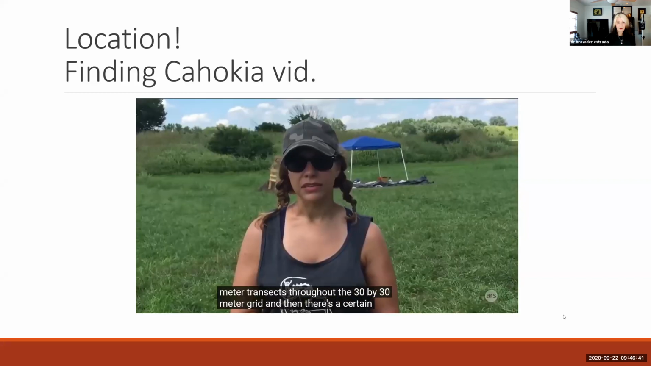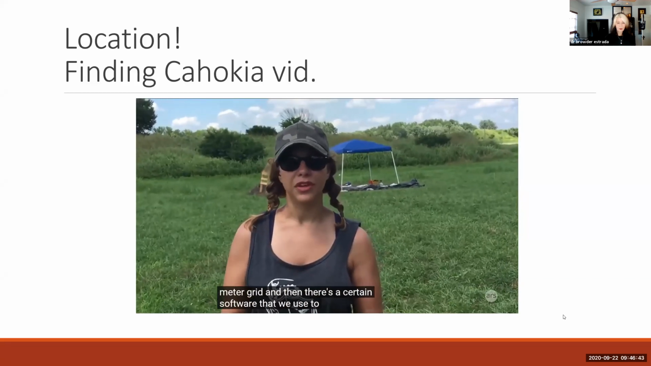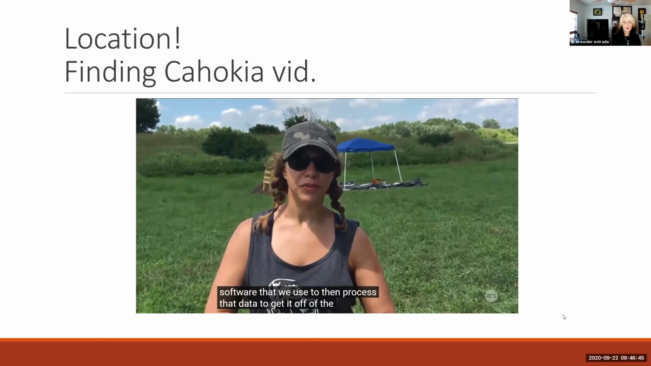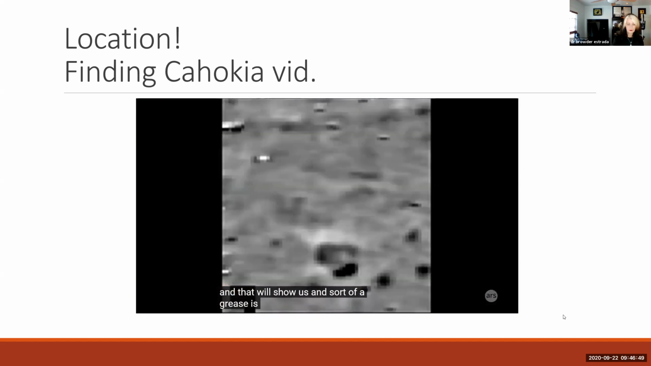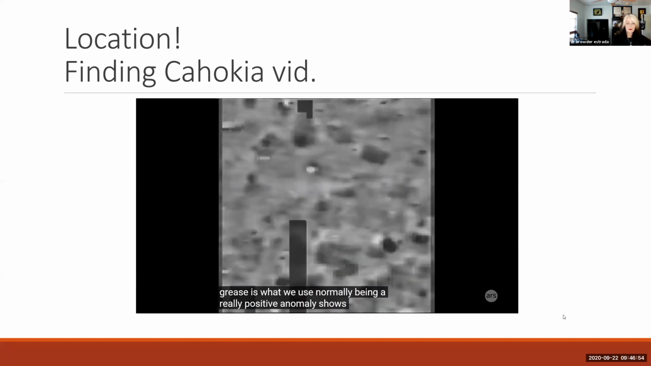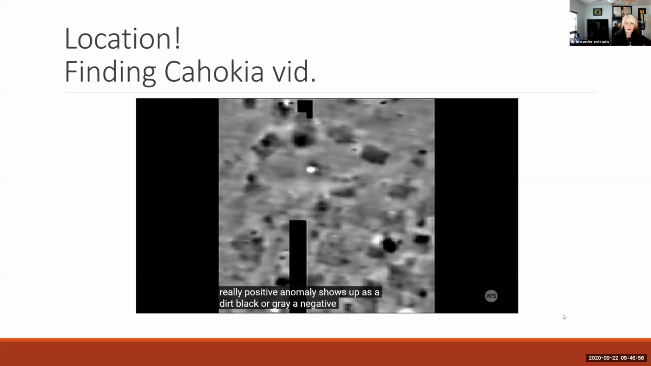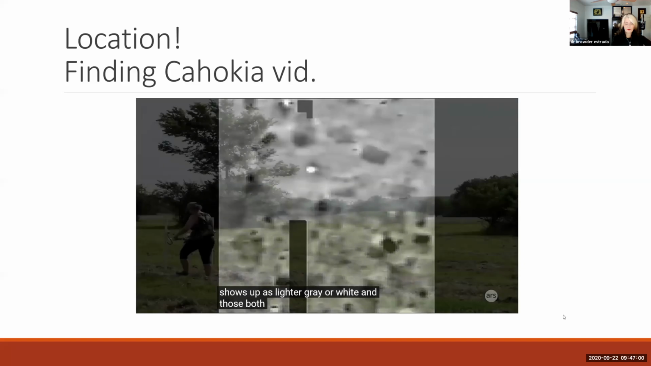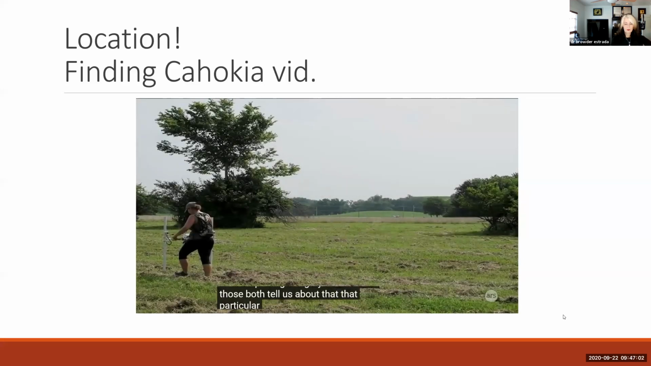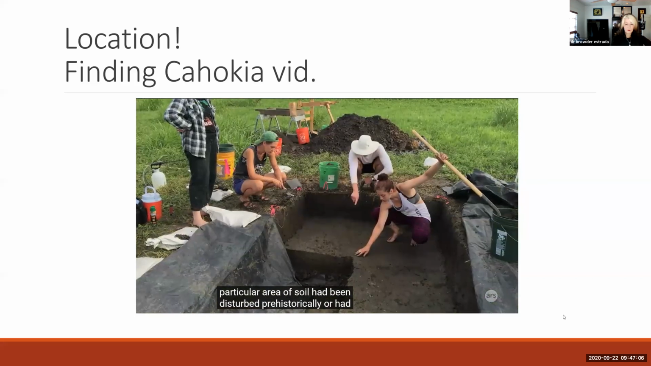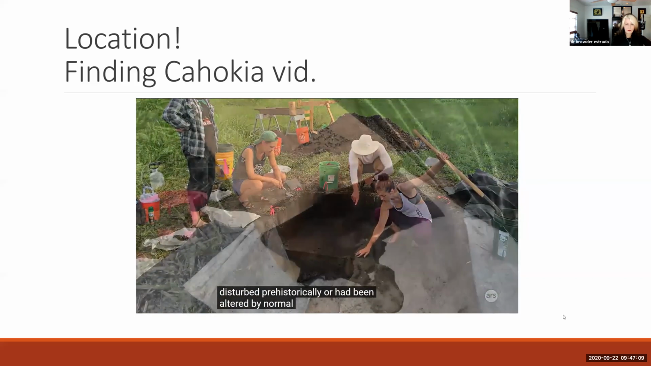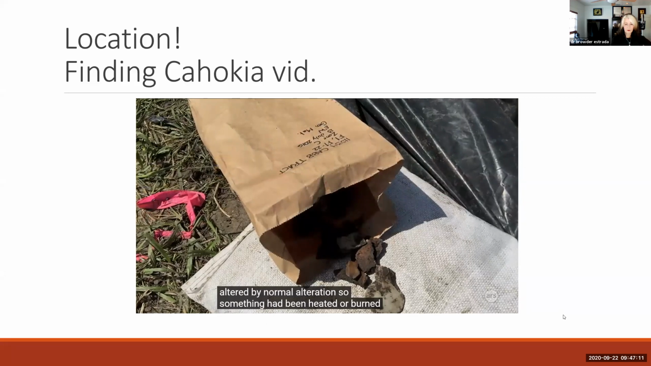And then there's a certain software that we use to then process that data to get it off of the machine, and that will show us in sort of a grayscale is what we use normally. Being a really positive anomaly shows up as a dark black or gray. A negative anomaly shows up as lighter gray or white, and those both tell us that particular area of soil had been disturbed prehistorically or had been altered by thermal alteration. So something had been heated or burned there.